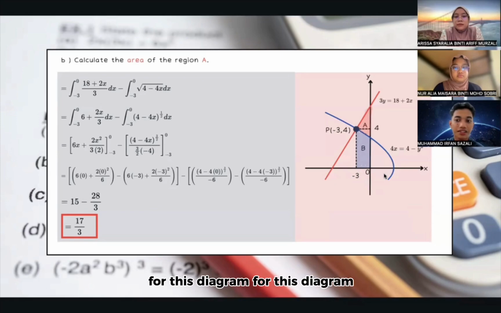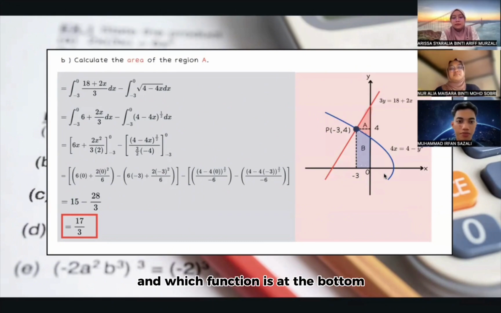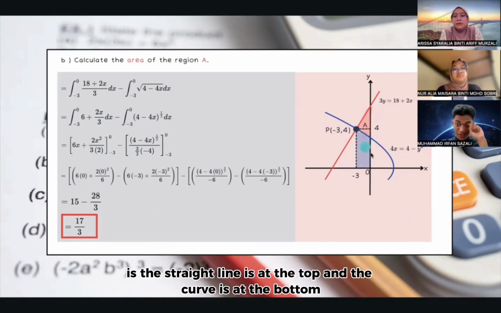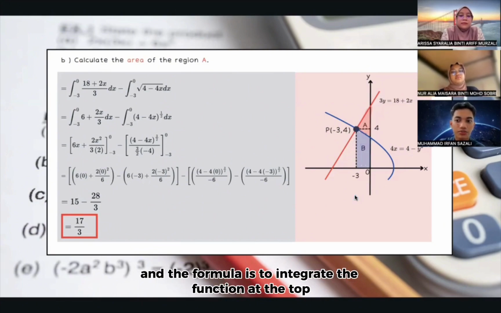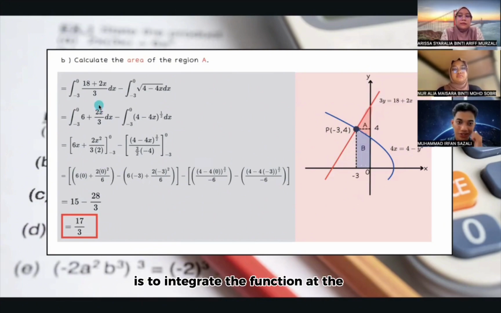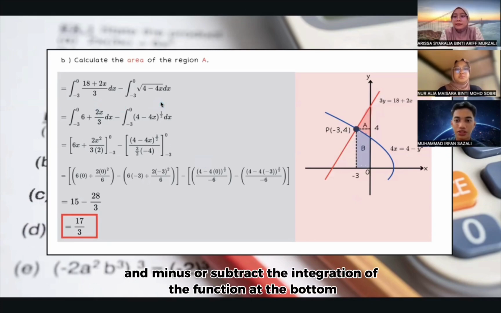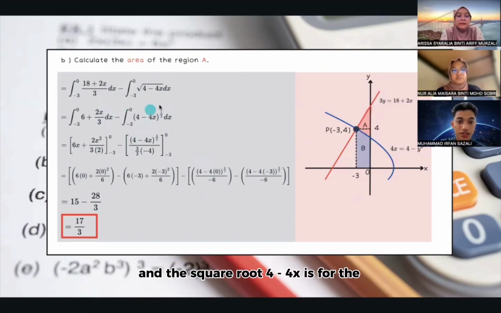For this diagram, if you want to find the area by integration, you have to look at the diagram and identify which function is at the top and which function is at the bottom. So here the straight line is at the top, and the curve is at the bottom. The formula is to integrate the function at the top and subtract the integration of the function at the bottom. And here you can see (18 + 2x)/3 is the straight line function, and the other, the square root of 4 - 4x, is the curve function.